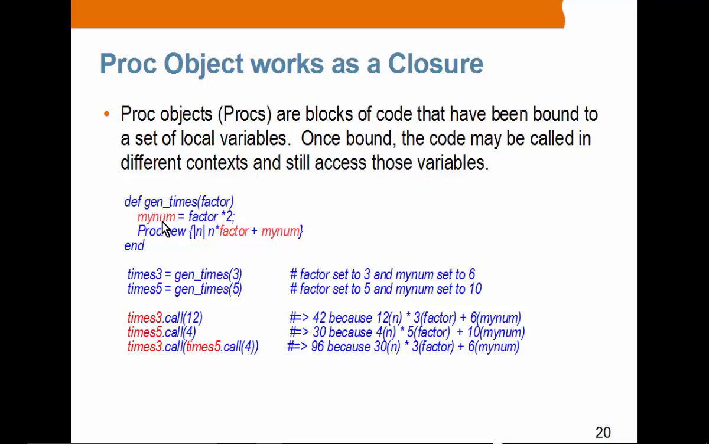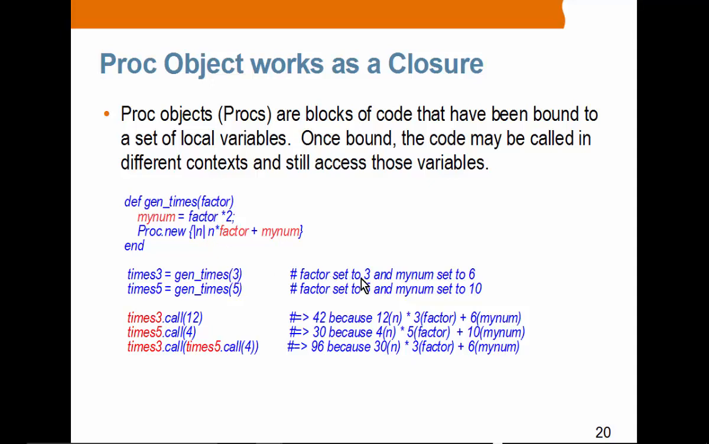Let's see the definition of it. We have mynum, and we are creating a proc object which receives a single argument n, and it will multiply n with factor plus mynum. This shows there are two local variables, factor and mynum, considered local variables when this proc object gets created. Now when we call the gen_times method passing factor as 3, mynum is set to factor times 2, so mynum is going to be 6.